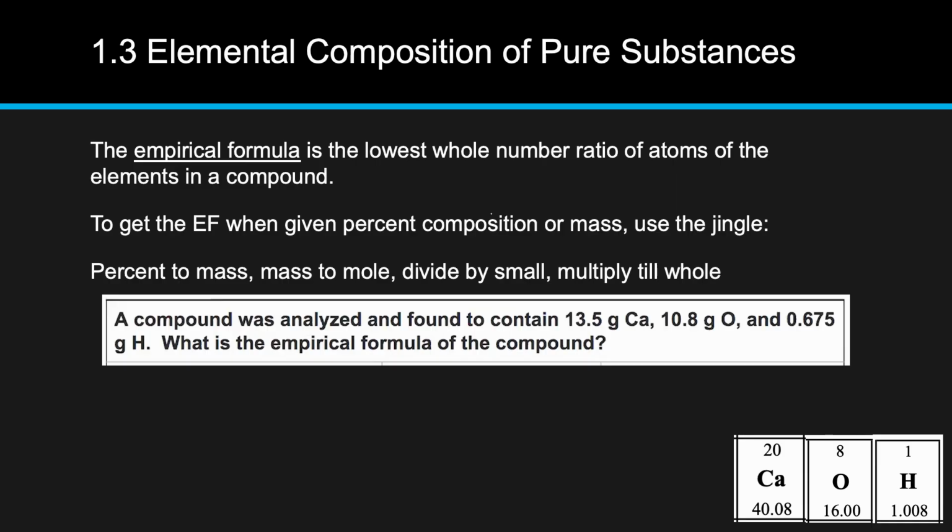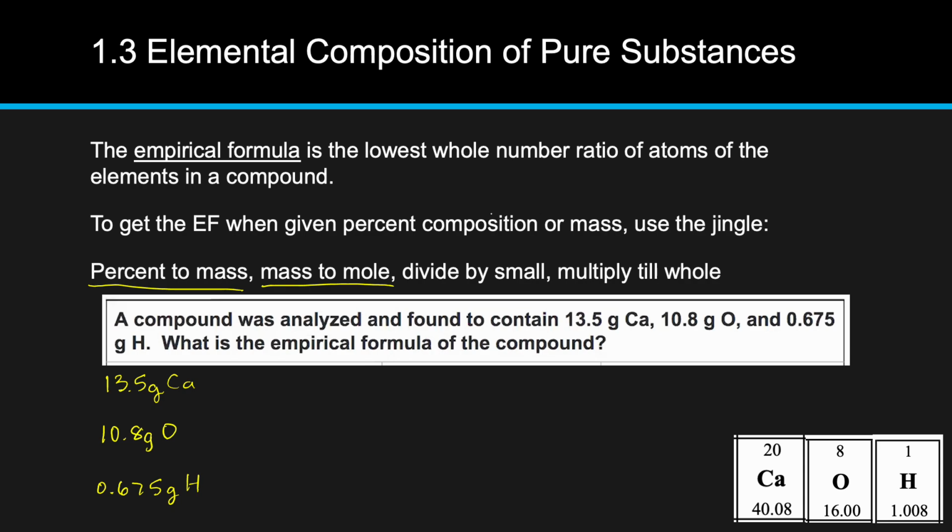So the first part of our jingle is percent to mass. We are already given the mass, so we don't actually have to do that step. So I always start with what I have, which is 13.5 grams of calcium, 10.8 grams of oxygen, and 0.675 grams of hydrogen. So the next step is going to be mass to mole.